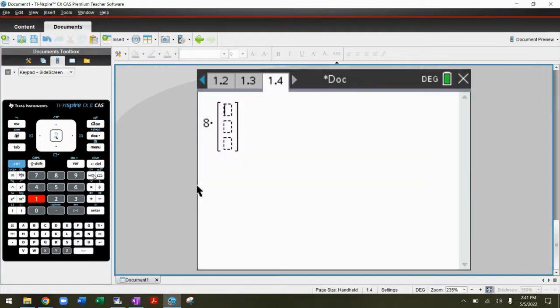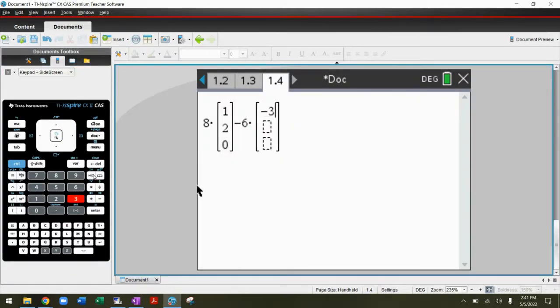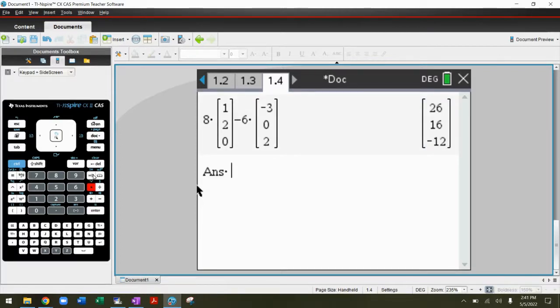So 8 times the vector 1, 2, 0, minus 6 times the vector negative 3, 0, 2. And this vector should be orthogonal to anything in W perp. So let's dot it.